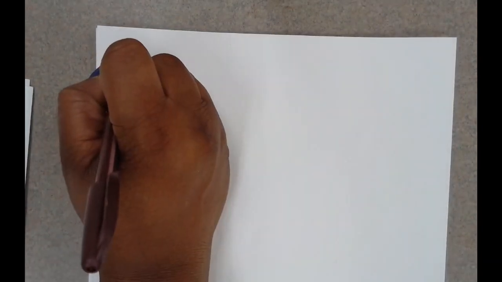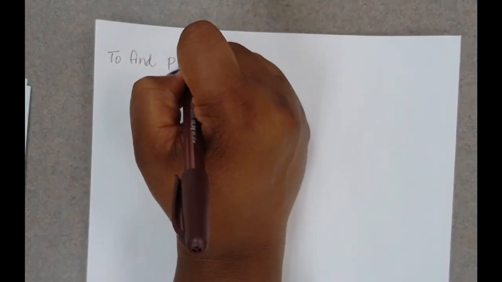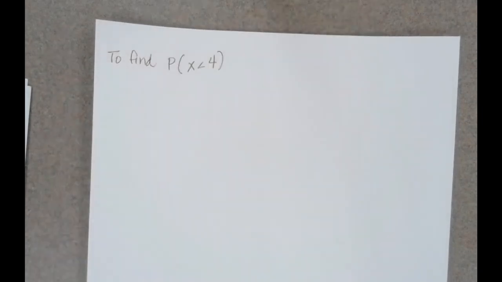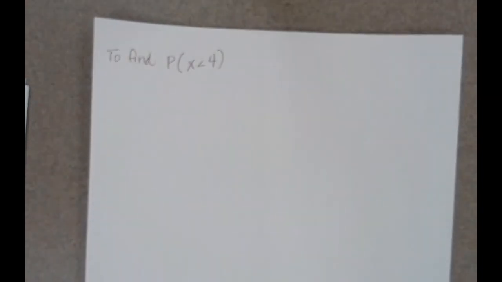Alright, so to find P of X is less than 4. Well, the calculator does not process less than 4. It knows in the CDF function, when you use the CDF function, it is processing less than or equal to whatever the number is. So you either get the exact value or a less than or equal to value.